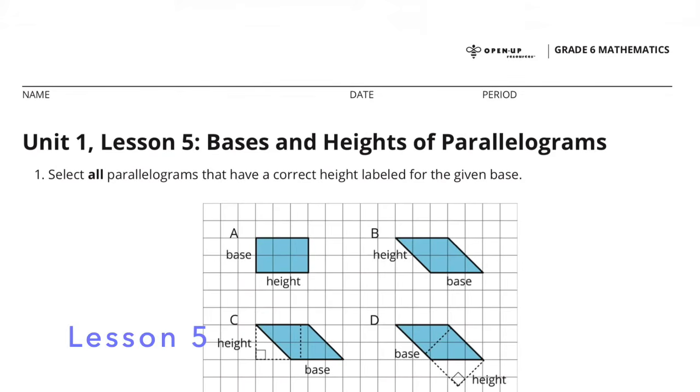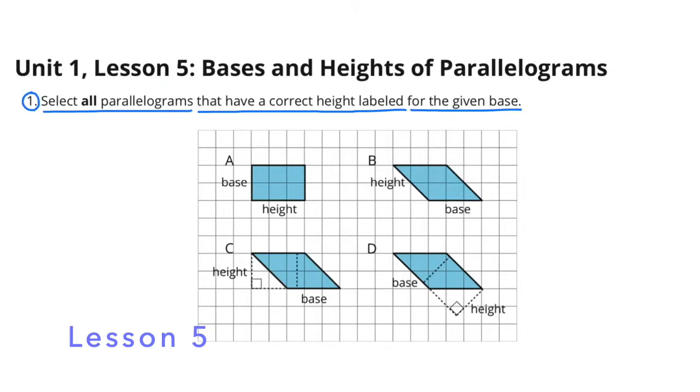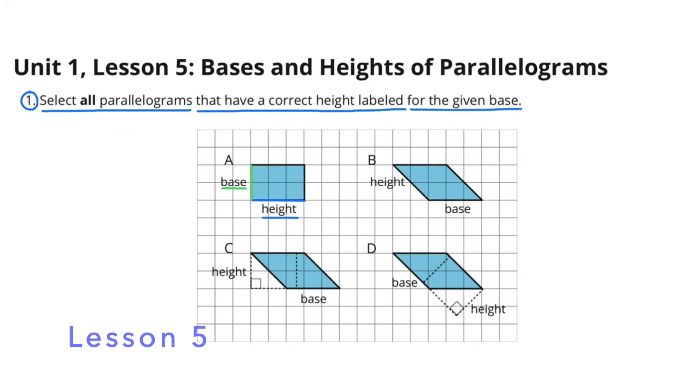Unit 1, Lesson 5, Bases and Heights of Parallelograms. Number 1, select all parallelograms that have a correct height labeled for the given base. In relation to the base, the height's going to be at a 90-degree angle. Figure A, they've labeled height and base, and you'll notice that the height is at a 90-degree angle compared to the base.